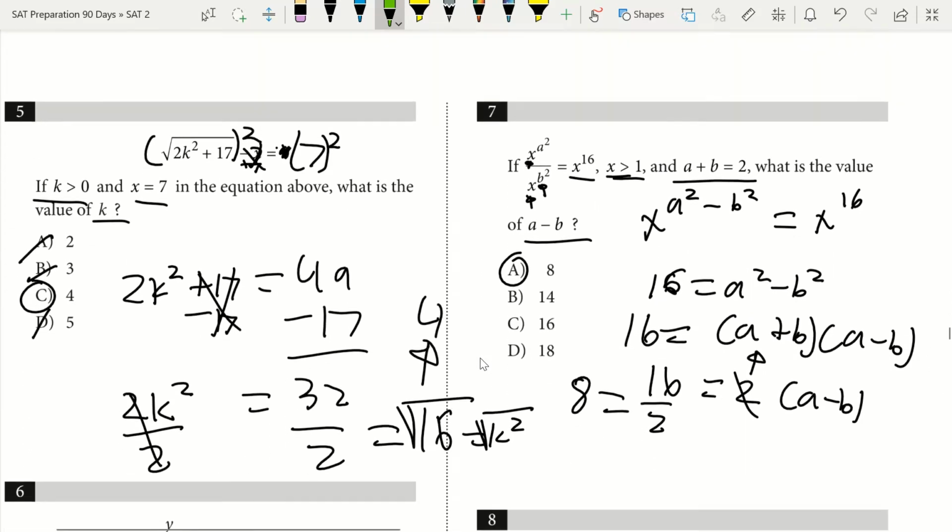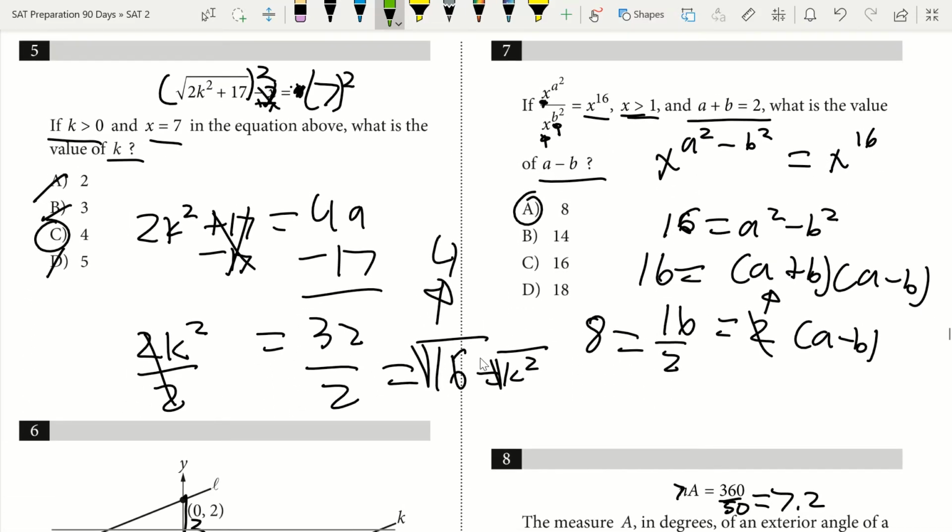Number 5. Okay, I've got k being positive. X is 7. If x is 7, I've got to add x to each side. So I've got a 7 here. I square it. That's going to give me 49. Okay, the square root's gone because I squared it. At that point, I subtract 17 from each side.